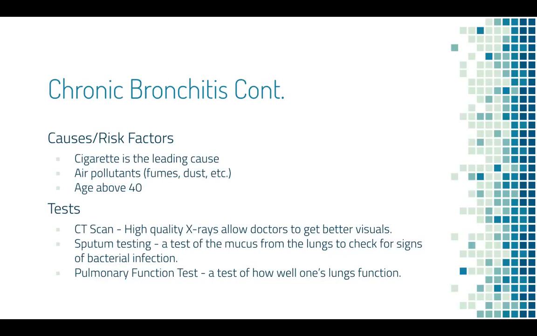Now, there are many tests to check whether or not you have chronic bronchitis. So firstly, there are CT scans, which allow doctors to properly see your lungs and the area around it. Sputum testing. Sputum is the mucus in your lungs, and testing it can allow you to see if there's bacterial infection and thus determine if it's a cause of chronic bronchitis or something else. And finally, there's a pulmonary function test, which is just a measure of how effective your lungs are. So it's more of a subjective test.